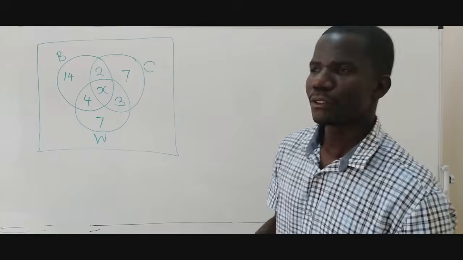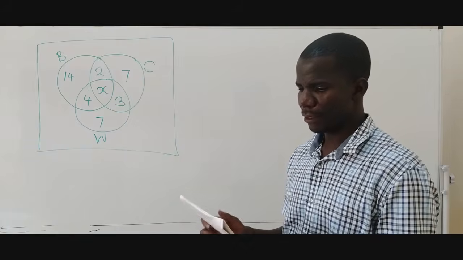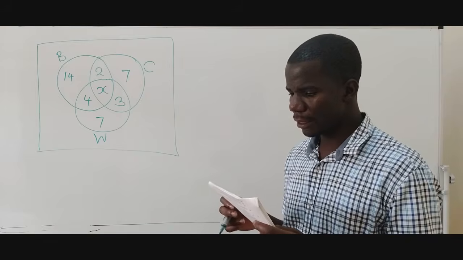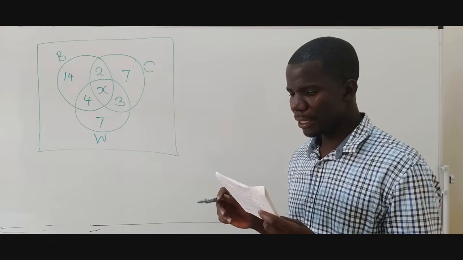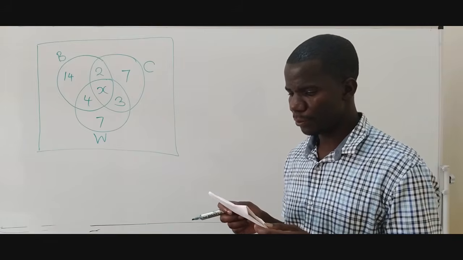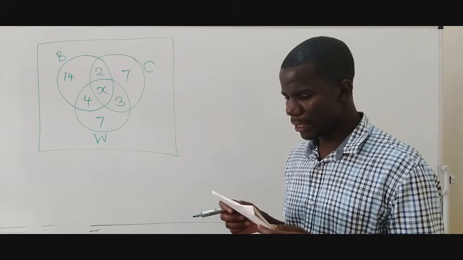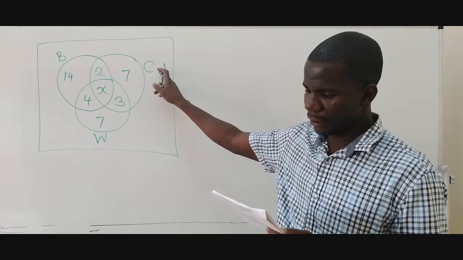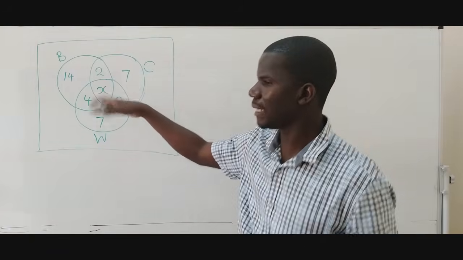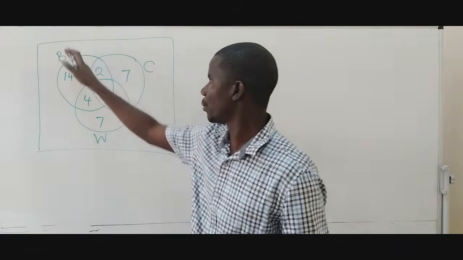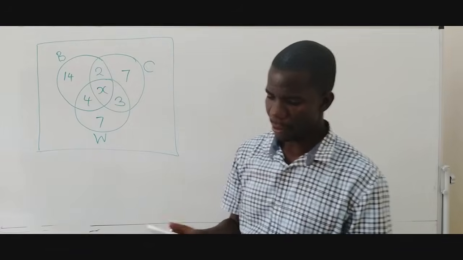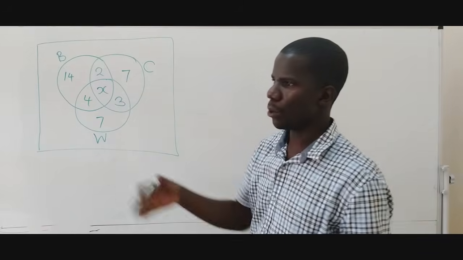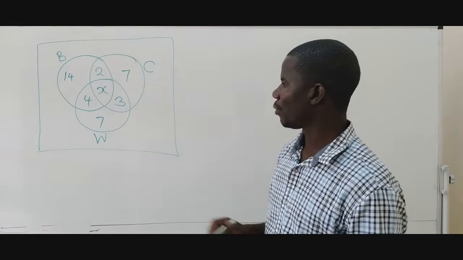If you have copied the question, it reads: the diagram below shows how learners in a grade 12 class at Huayenda school travel to school. The learners use either buses, that is B, cars, that is C, or walk to school. So these are the modes of transport that they use going to school: bus, cars, or they walk. If 22 learners walk to school, find the value of x.